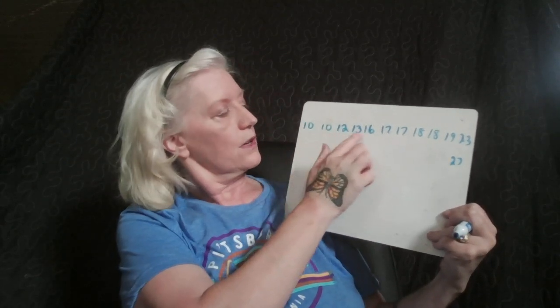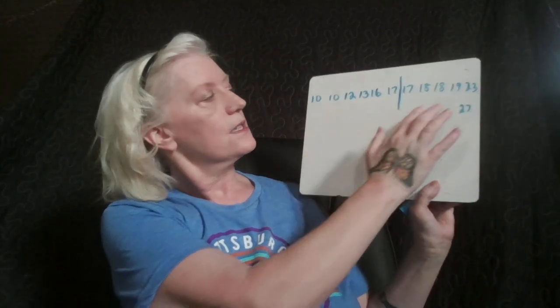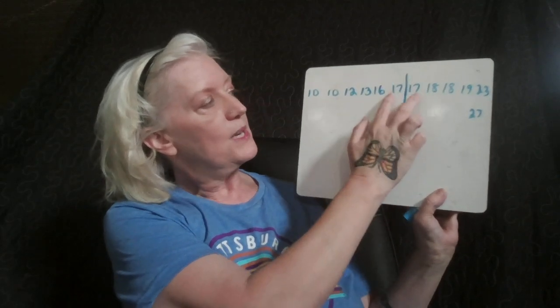Since it's an even number, I'm splitting the list in half and there will be 6 numbers on the left and 6 numbers on the right. I'm not looking for the 6th number. I'm looking for the number between 6 and 7, because there's an even number of numbers. Okay? 6 on the left, 6 on the right. Between 17 and 17 is still 17. So my median is 17.